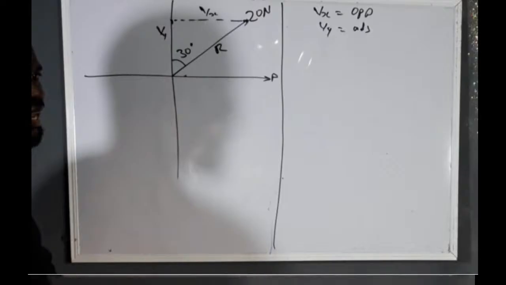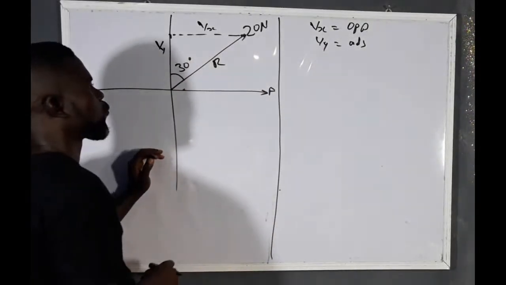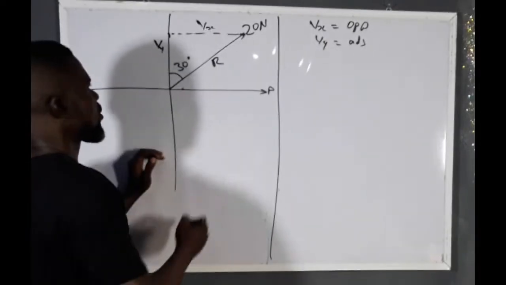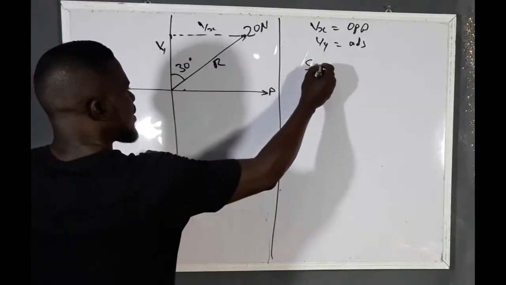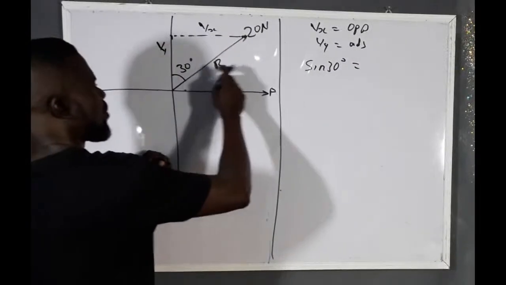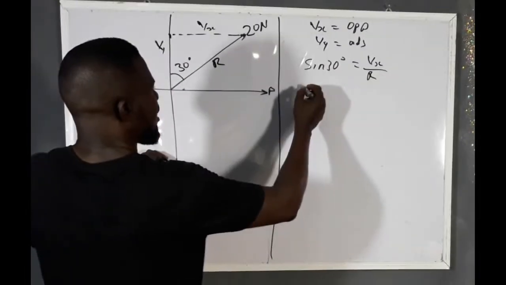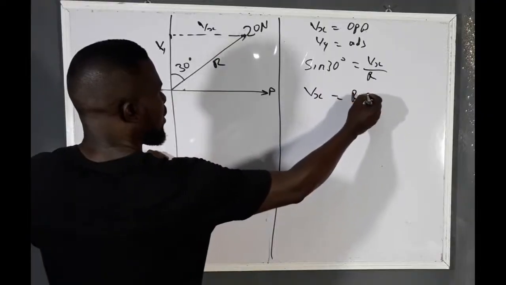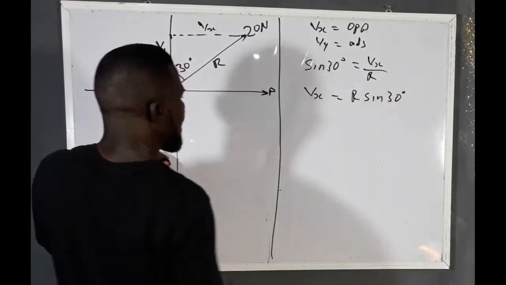Okay? Vy is the adjacent. Since Vy is the adjacent, you can say from your SOHCAHTOA, sine 30 degrees is going to be what? Opposite over hypotenuse. Opposite, that's Vx over r. Therefore, Vx is equal to r sine 30 degrees. Okay?